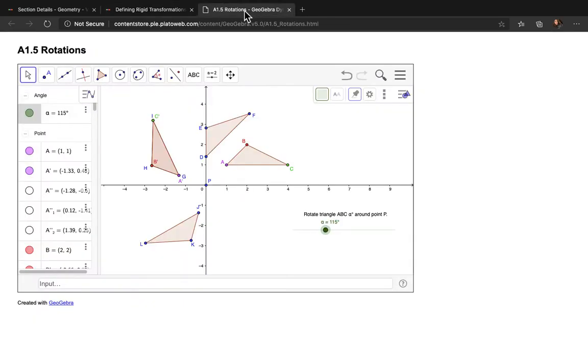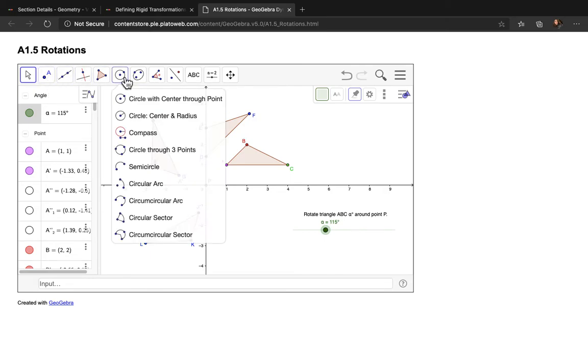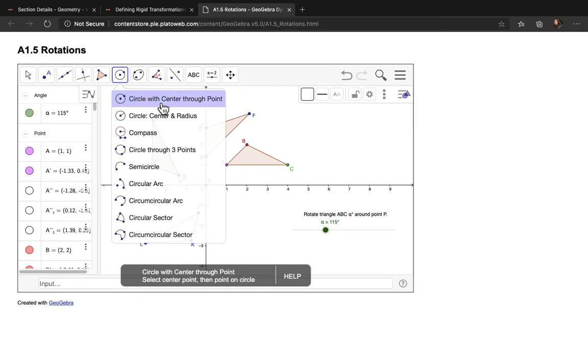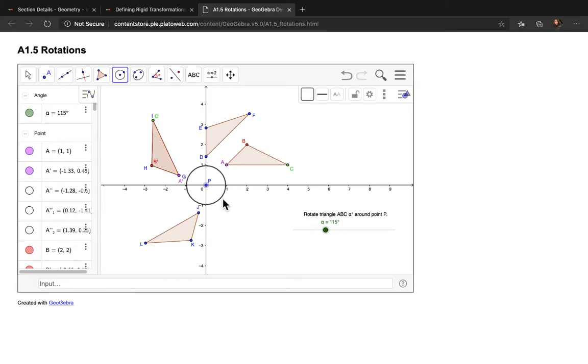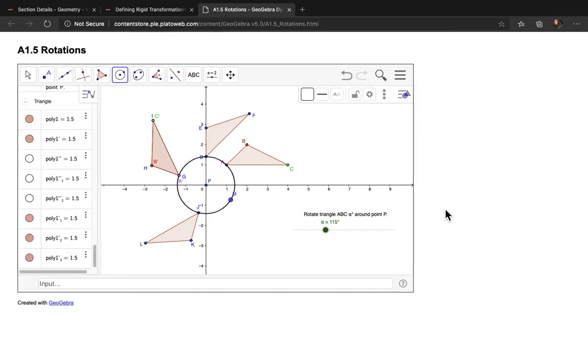Okay, so you want to create a circle where P is the center. So again, I'm going to click on the circle tab and it says circle with center through point. That's what I'm going to do. I'm going to select the point where P is the center. So if they want P to be the center, this is the point that I'm going to click on. And I'm just going to drag my cursor until A is a point on the circle. Now notice that A is now a point on the circle.